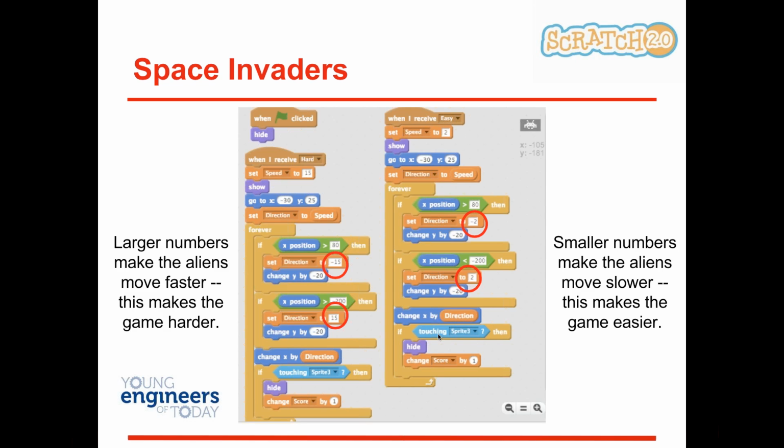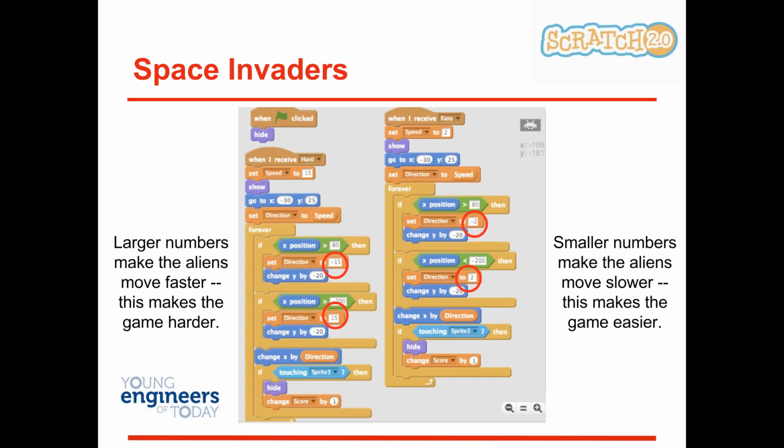Well, what you've got to do for that is, within the alien code, you see where this is touching sprite 3. Yours should be if touching laser then. It is. It says touching laser. And then do you have a hide in there? Yes, right below the if statement and the touching laser. Is everything in a forever loop? Yes, it is. And this is on your alien? Yes.